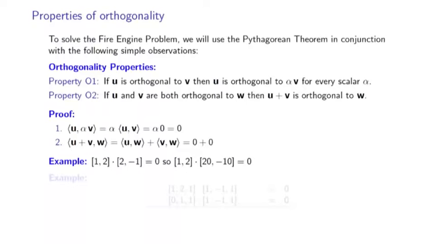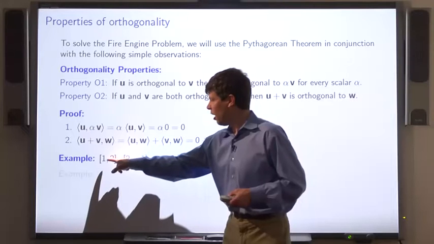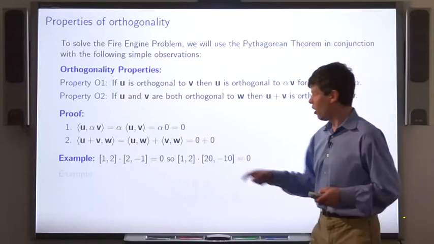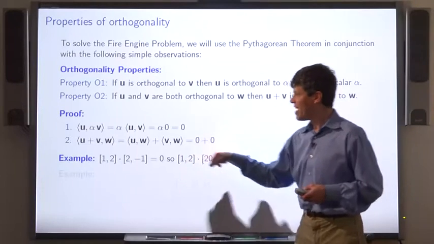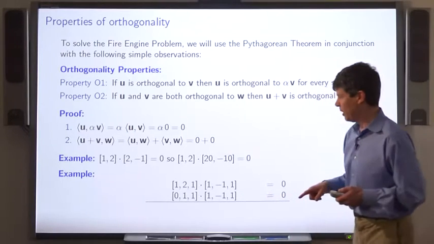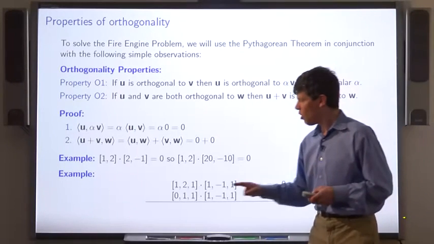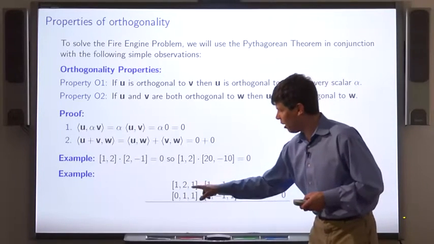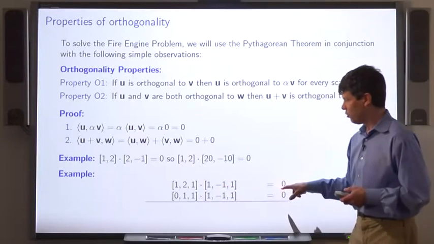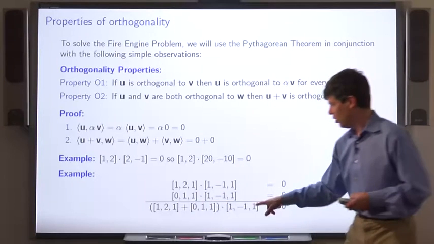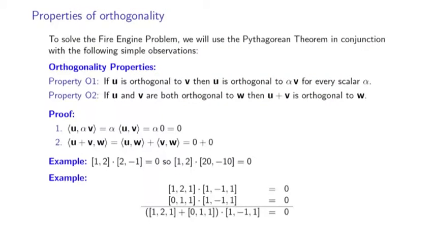For example, the inner product, that is the dot product, of this vector u with this vector v is 0. So the inner product, the dot product, of u with 10 times this vector is also 0. Here's an example of the second property. We see that the inner product of this vector u with this vector w is 0, and that the inner product of this vector v with w is also 0. And we can combine these to get that the inner product of the sum of these two vectors with w is 0. And so the sum is orthogonal to w.